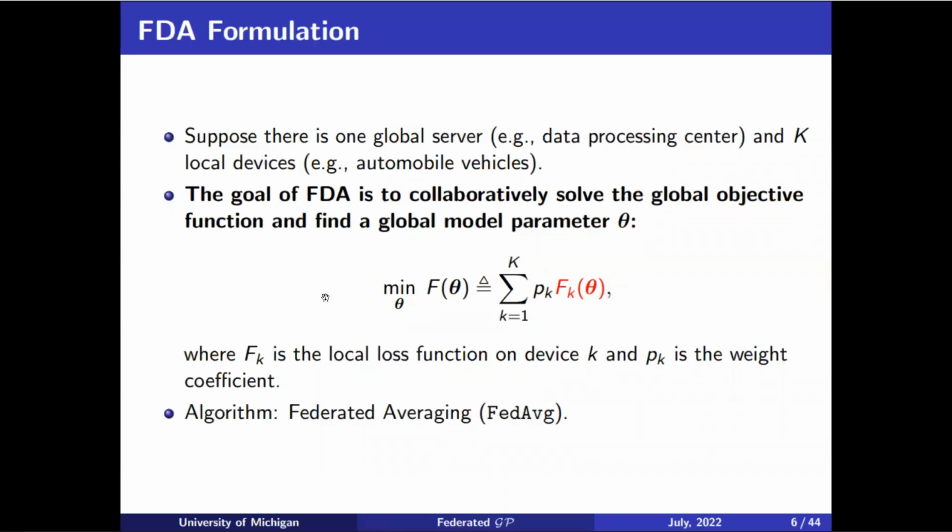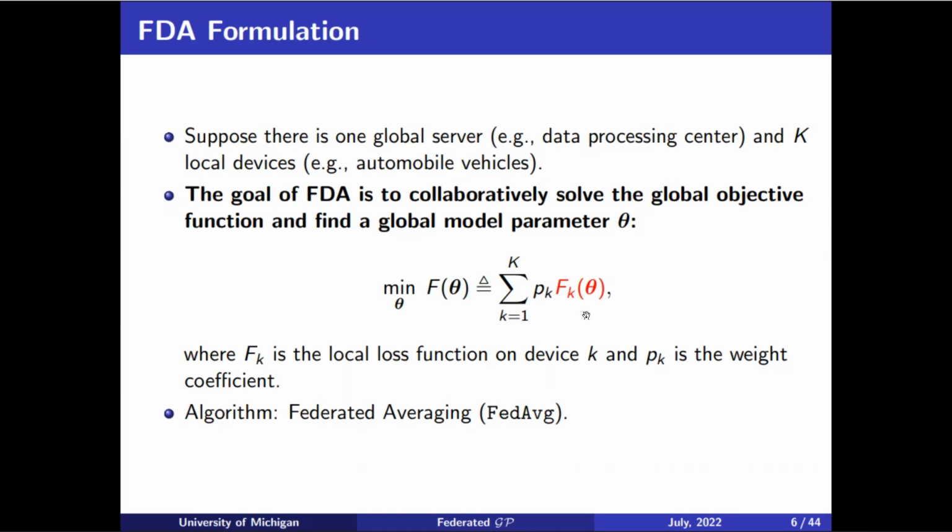Now, let me formally present the FDA formulation. Let's suppose there's one global server, for example, the data processing center, and there are K local edge devices, for example, the automobile vehicles. The goal of FDA is to collaboratively solve the following objective function, where p_k is a weight coefficient for each device, and F_k is a local loss function.